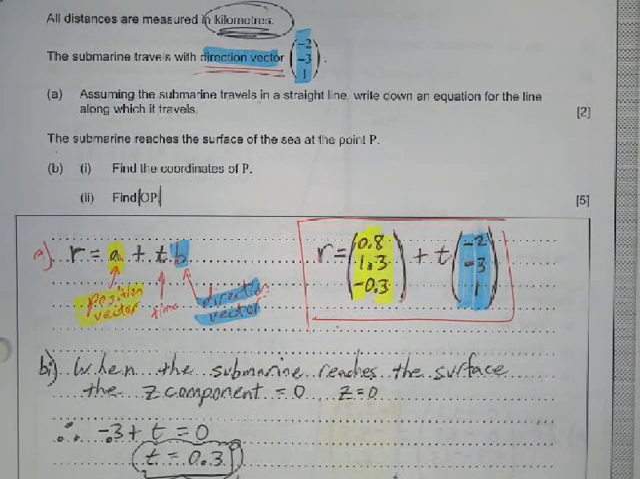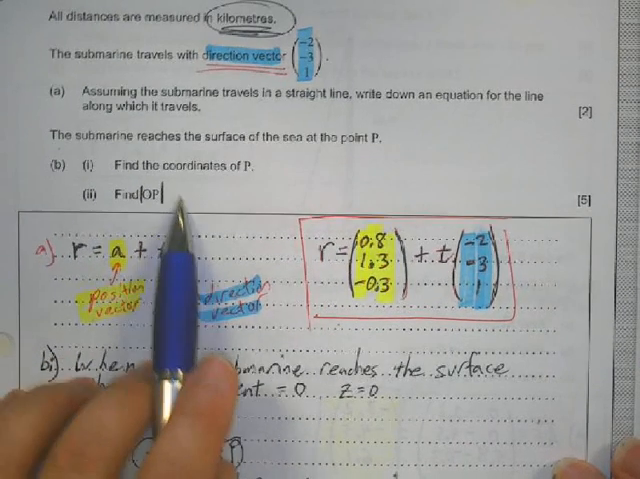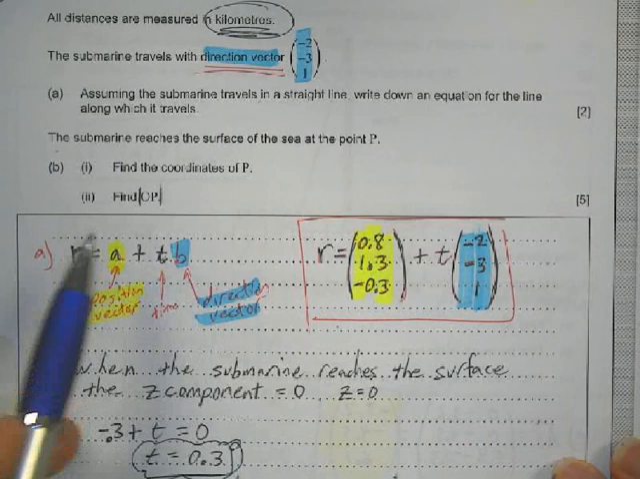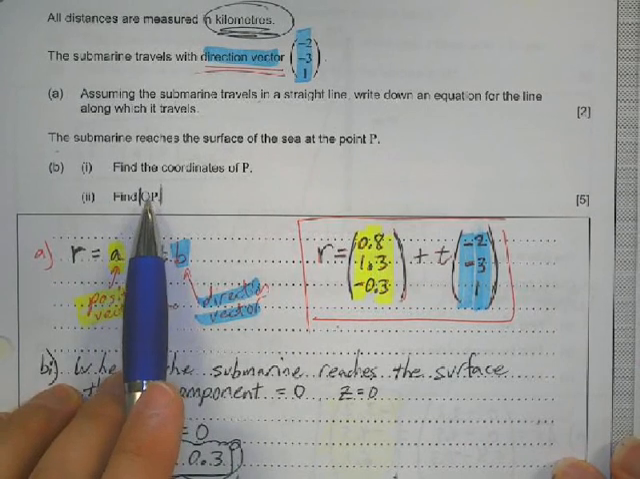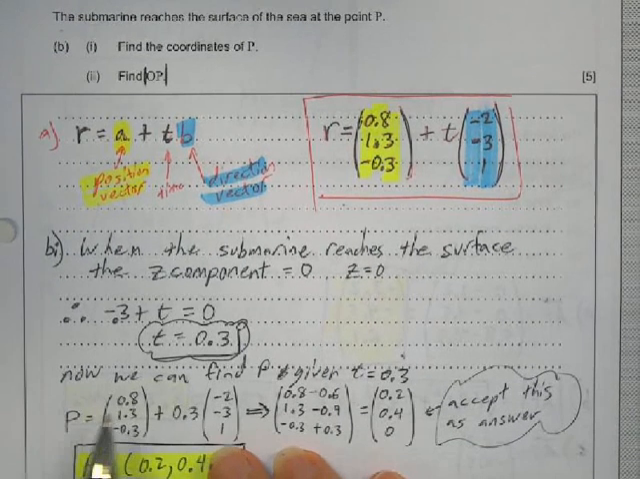Okay. Question number 2. Find the magnitude of O to P. So we're trying to figure out the distance between the origin and this new point P. So we're starting off.